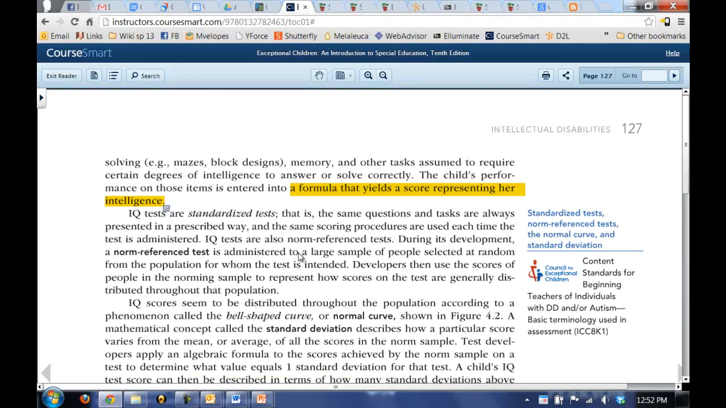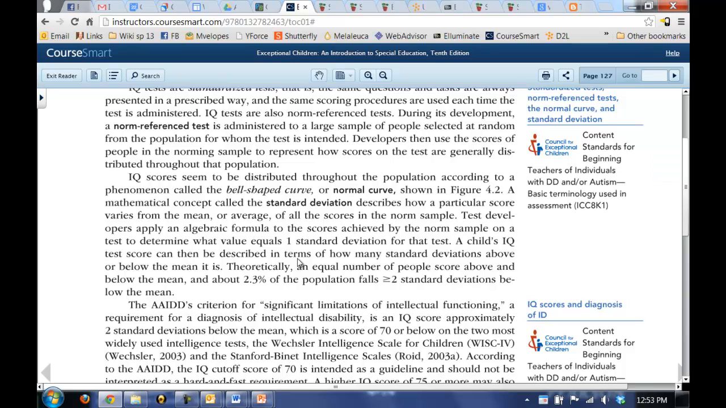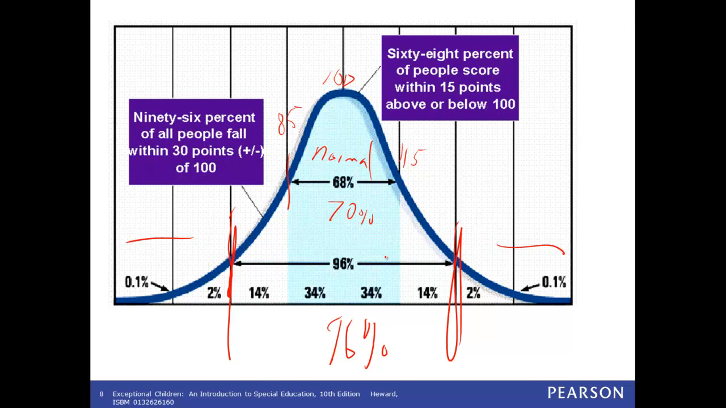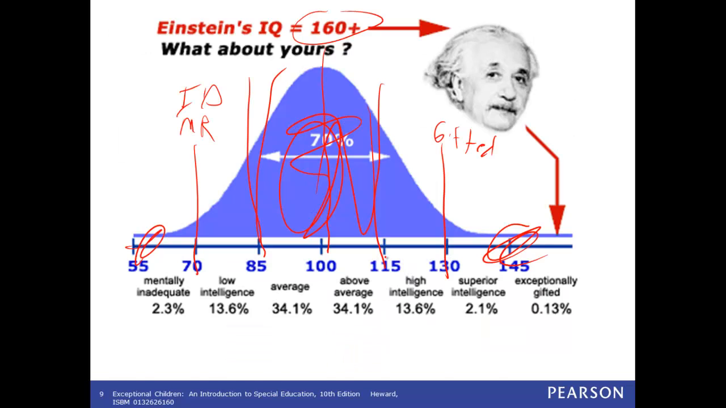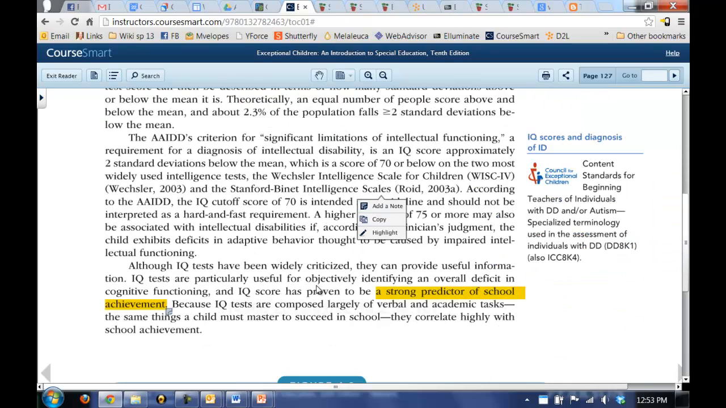Let me go back to the text if you would. IQ tests are a standardized test. It is a norm-referenced test, has a standard deviation, has a normal curve, a bell-shaped normal curve, and that's what this was back here, a bell-shaped normal curve right there and right there. Okay. And here's the thing with IQ. Here's what we talk about. The cutoff of 70 is intended.